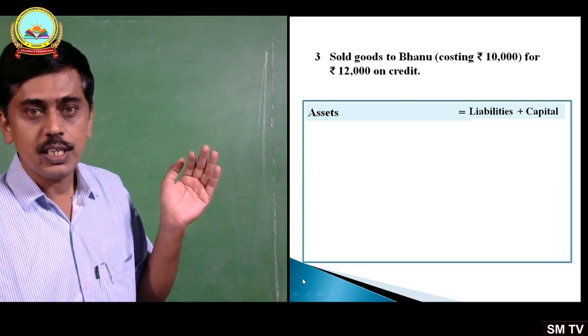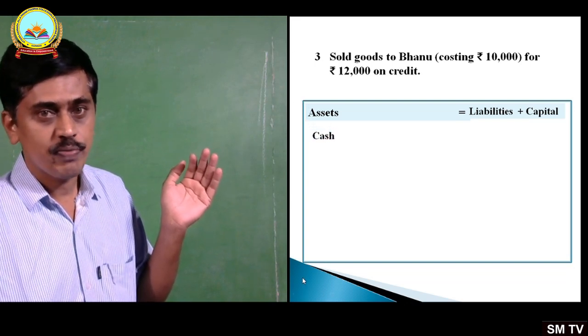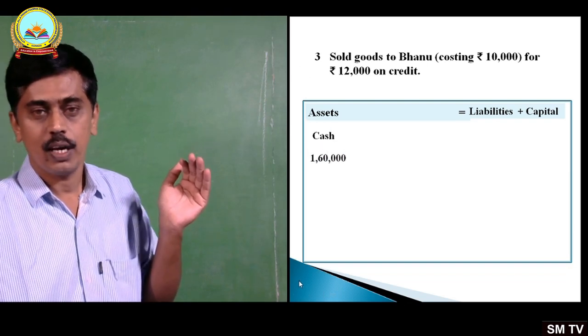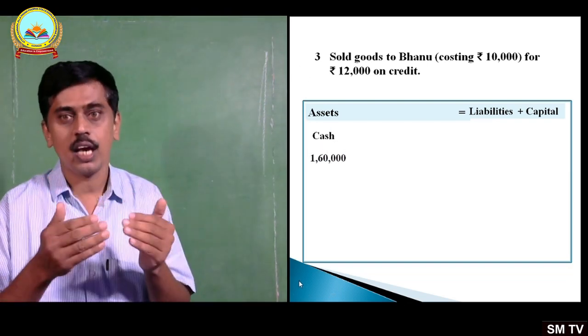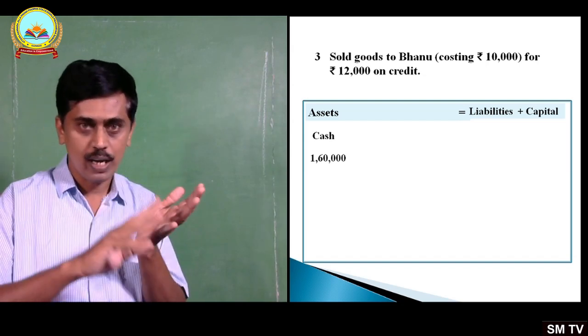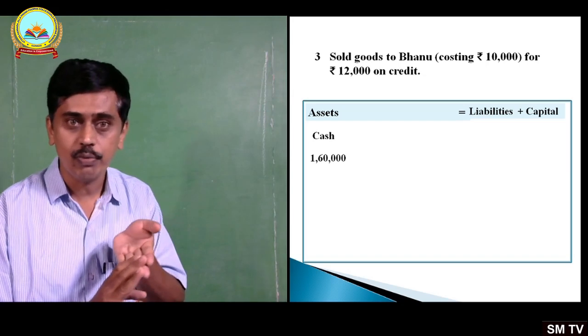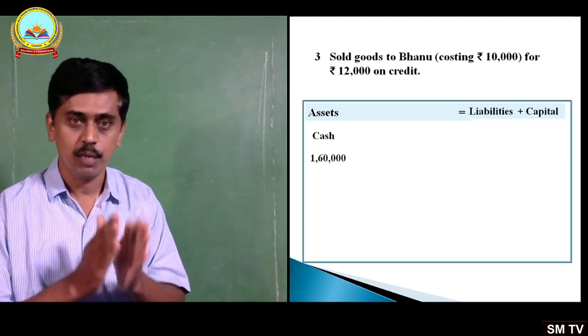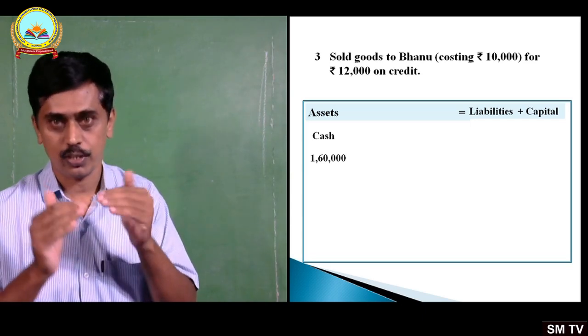What are the assets at the beginning now? Cash. How much cash? 1,60,000. In the last transaction, after analyzing it, at the last stage we saw 2 lakh was there, 40,000 was paid for purchase of goods, so 1,60,000 remaining. That is the starting point for this transaction.